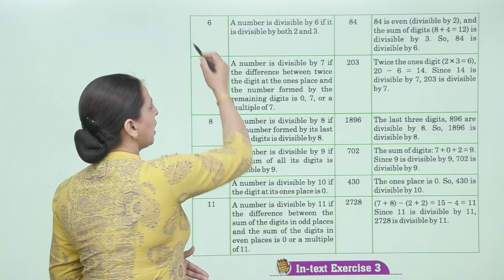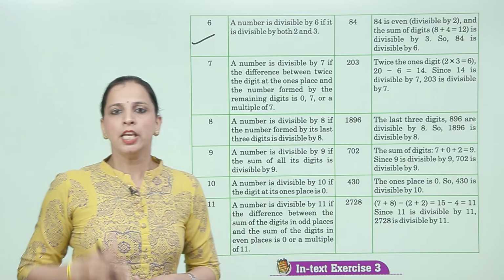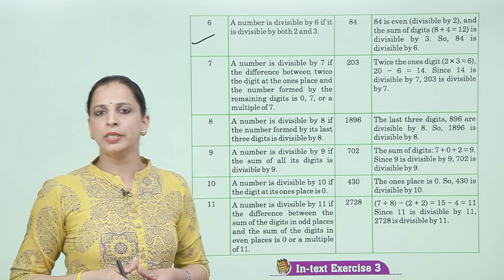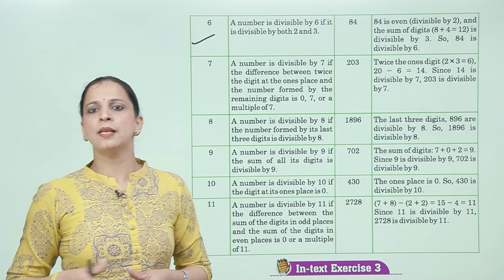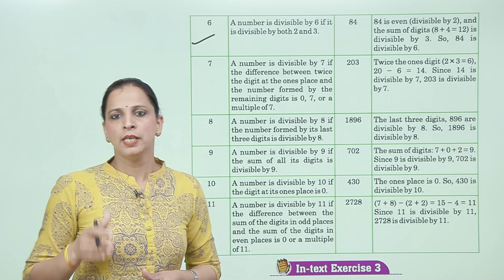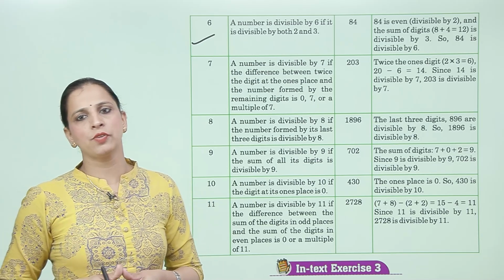Now 6. A number is divisible by 6 if it is divisible by both 2 and 3. 84. 84 is even, divisible by 2, and the sum of the digits 8 plus 4 is 12, which is divisible by 3, so 84 is divisible by 6.